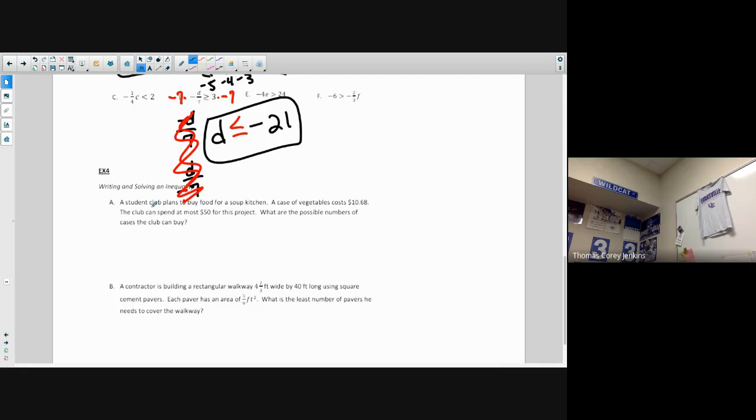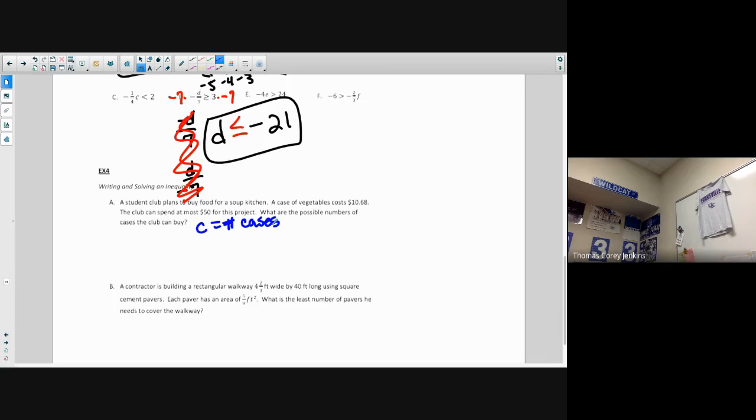So a student club plans to buy food for a soup kitchen. A case of veggies costs $10.68. So another way to say that, it's $10.68 per case. The club can spend at most $50 for this project. What are the possible numbers of cases they can buy? All right, so the first thing we want to do in any word problem is define our variable, right? So what are they asking me to find? Number of cases. So let's let C be number of cases.